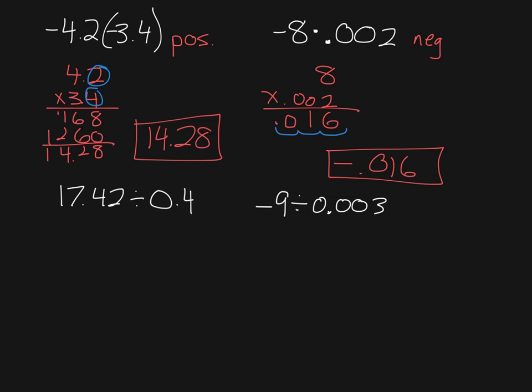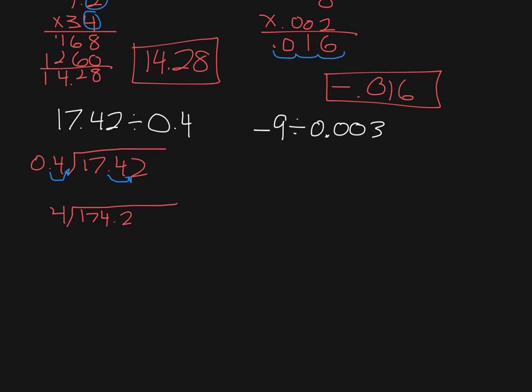With division, we use long division. So we divide decimals the same way we would divide whole numbers. We have 0.4, and we're dividing 17.42 by 0.4. Now, before we divide this, though, we want to make sure this number outside, the number we're dividing by, is a whole number. So I'm going to move this decimal place 1 spot over to the right. I'm going to have to do the same thing right here. So this becomes 174.2 divided by 4. And now we just do traditional long division.